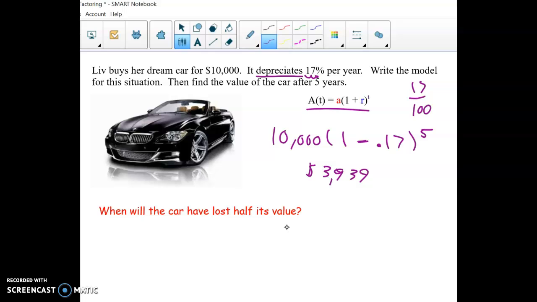Okay, so we lost a lot of the value there. And so we could ask a follow-up question. We know in 5 years we'd already lost more than half, but if you want to know roughly when do we lose half our value, there's a good way to do this on the calculator.